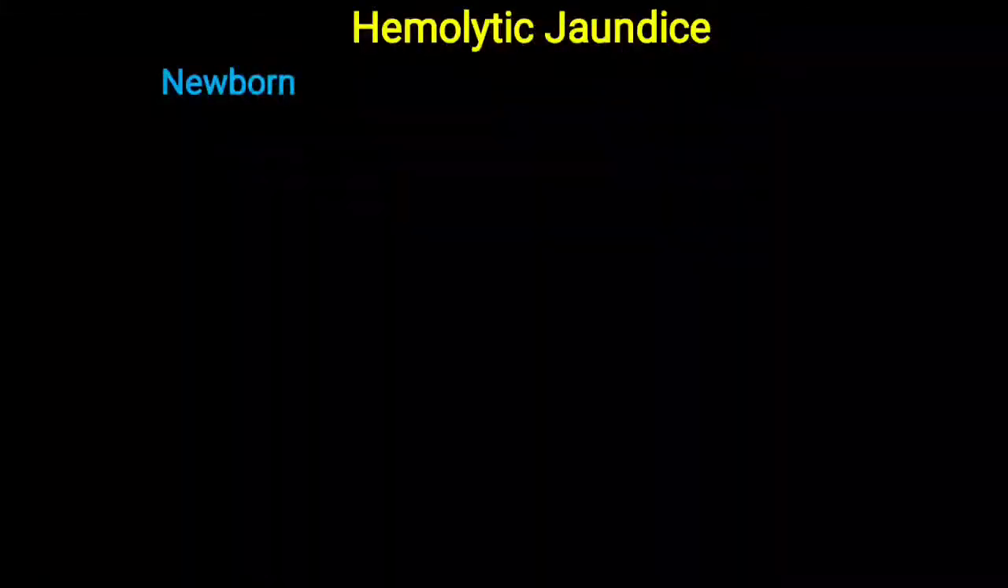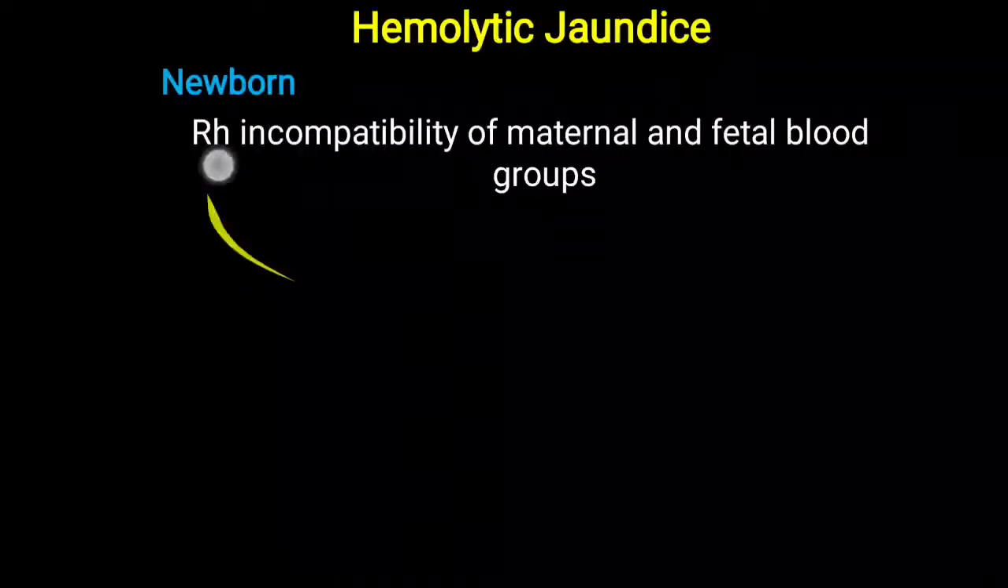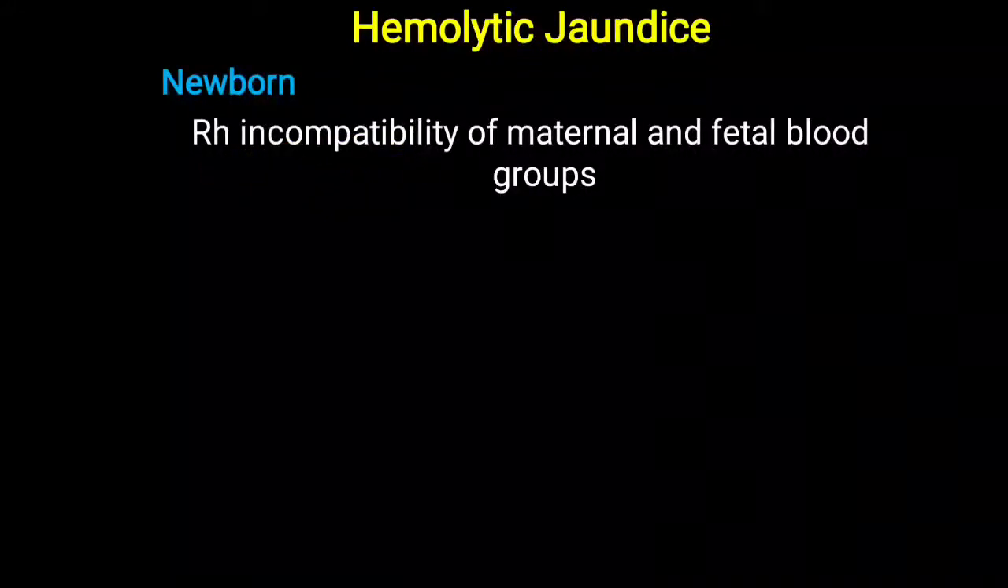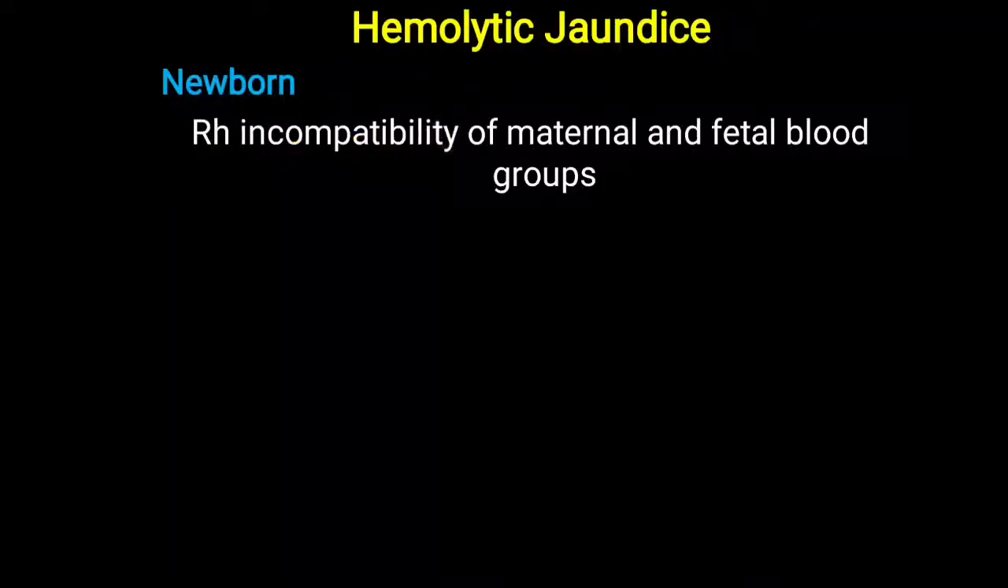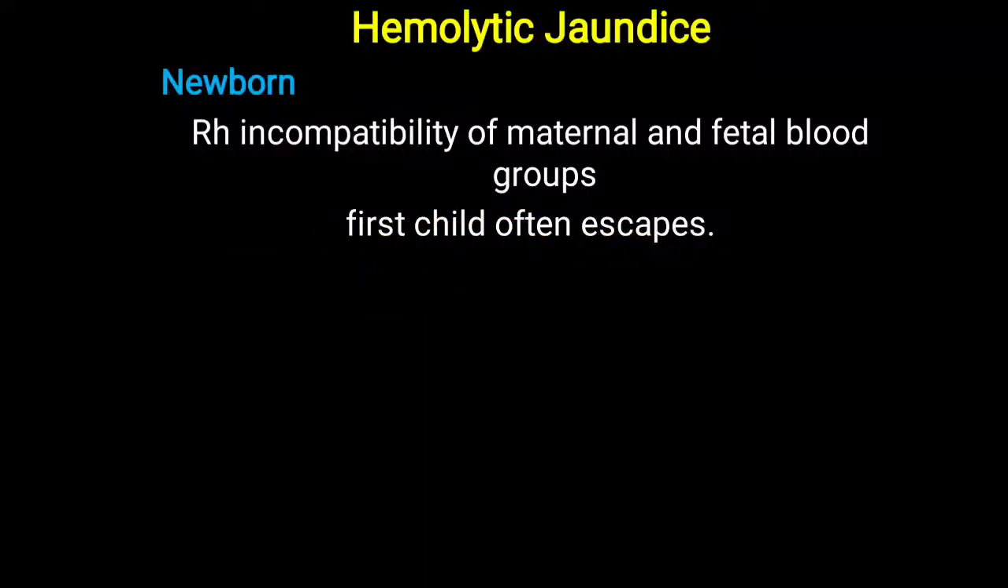Now further, one by one, we will look at each type of jaundice. First, hemolytic jaundice. Hemolytic jaundice is also predominantly seen in some cases of the newborn, and in the newborn the most common cause is Rh incompatibility. In Rh incompatibility, basically the fetus is Rh positive and the mother is Rh negative. In that case this Rh incompatibility of maternal and fetal blood group is observed. The first child is often spared, but during delivery of this first child, some of the Rh positive blood of the child enters the mother.